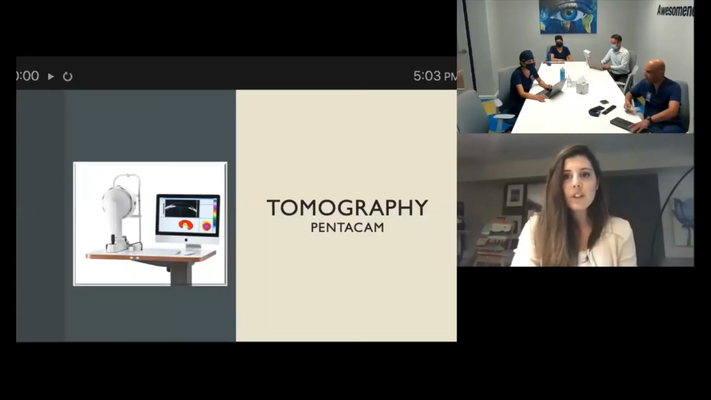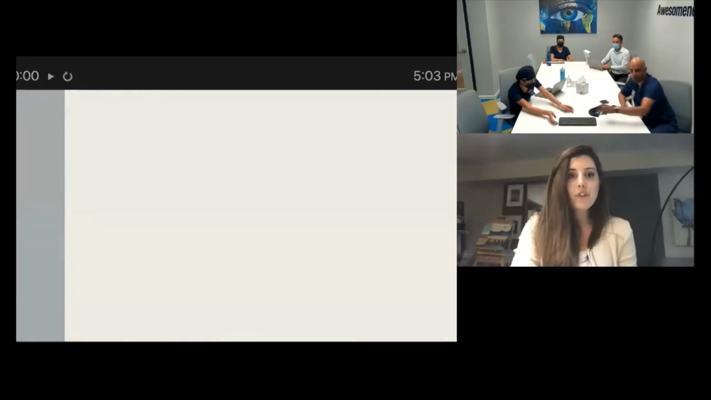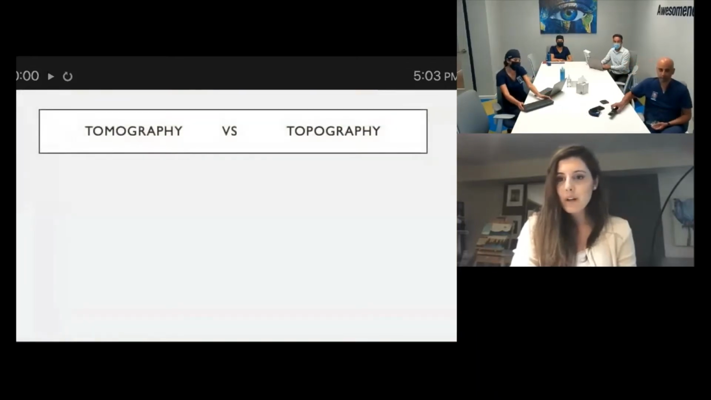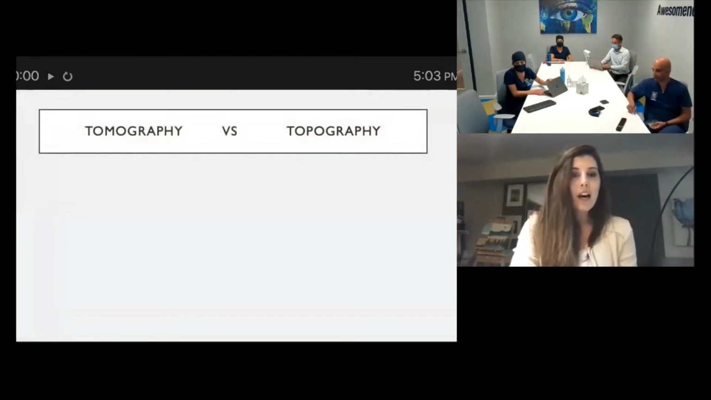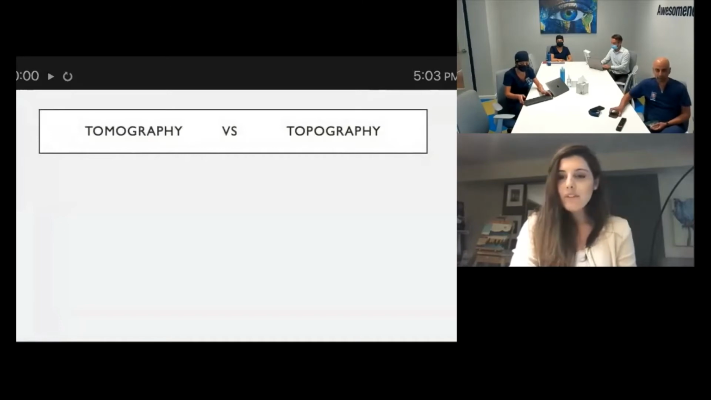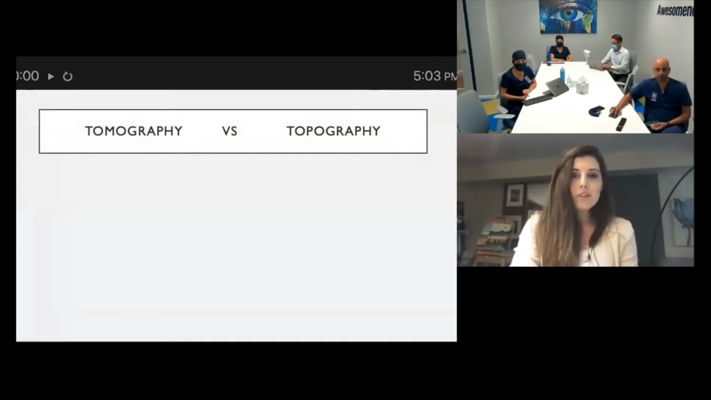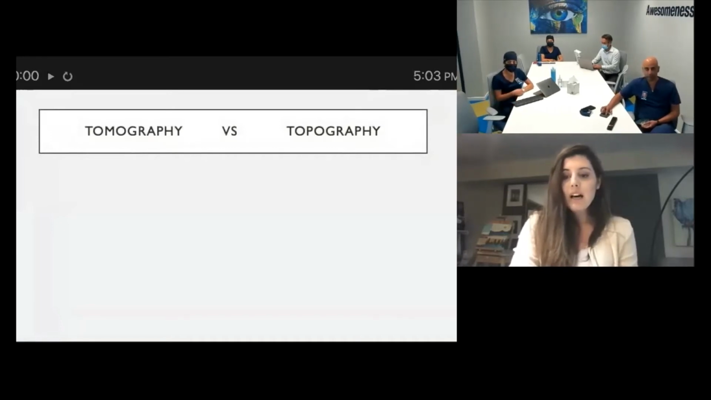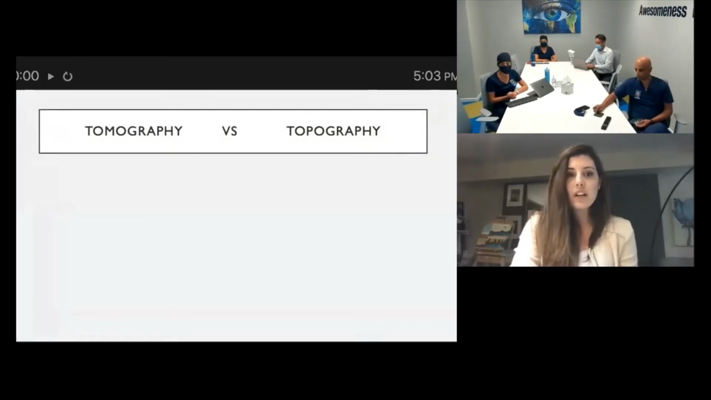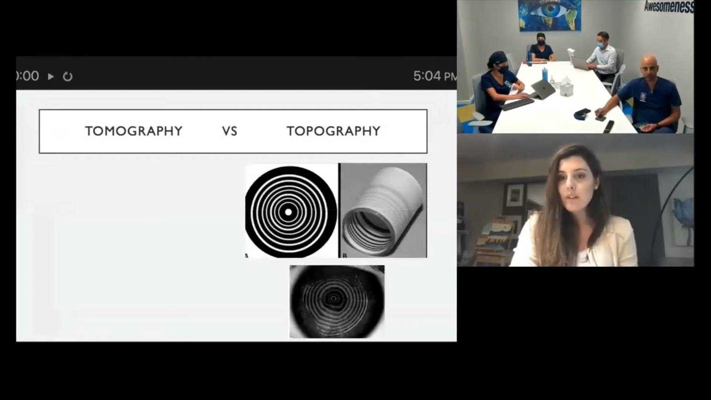Of my discussion. And the first question that I got asked by our research assistant was, are we going to go for tomography or topography?